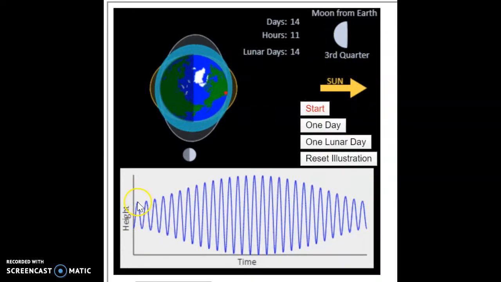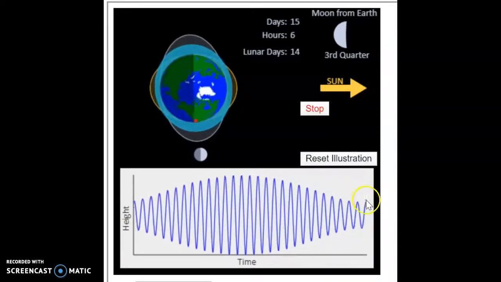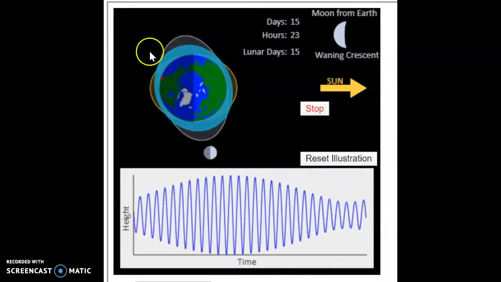Here we have the first quarter. You have a very small difference from high to low. Full moon, we see a very large high tide and a very low tide. And then the third quarter, we're back to the same as it was during the first quarter. And we can probably predict what's going to happen as it goes on around.